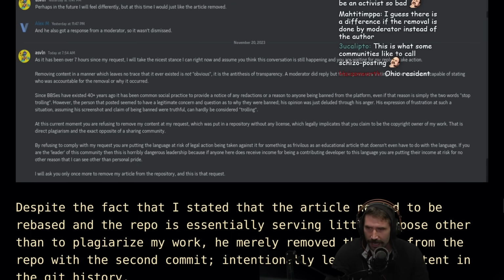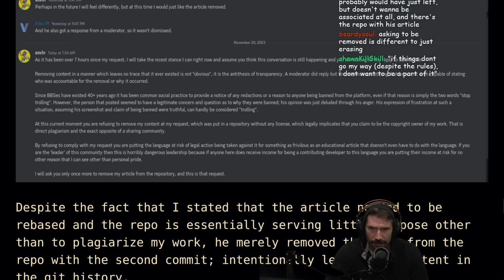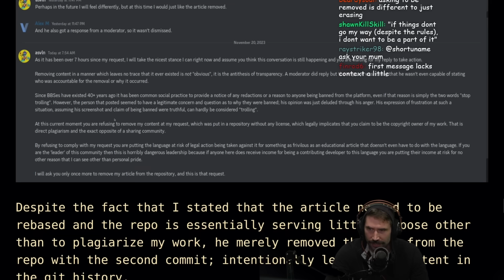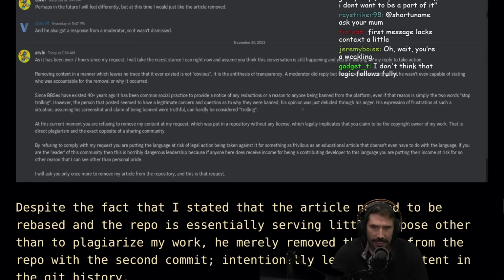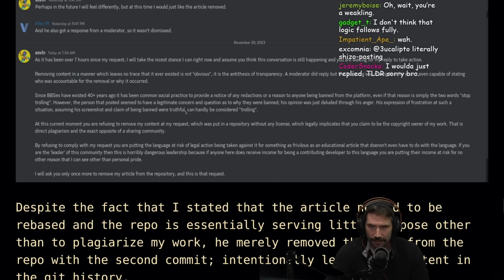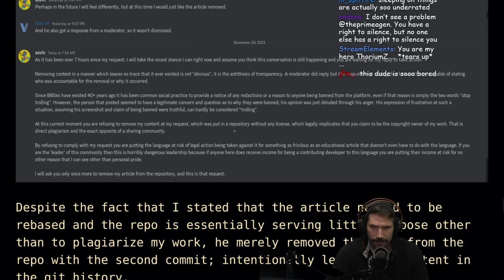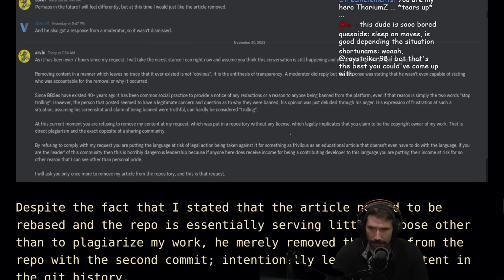Sleep on things. Since BBSs have existed 40 plus years ago, it has been common social practice to provide a notice of any redactions or a reason to anyone being banned from a platform, even if that reason is simply 2 words, stop trolling. However, the person that posted seemed to have a legitimate concern in the question as to why they were banned. His opinion was just diluted through his anger. His expression of frustration at such a situation, assuming his screenshot and claim of being banned were truthful, can hardly be considered trolling. At this current moment, you are refusing to remove any of my content at my request, which was put in a repository without any license, which legally implicates that you claim to be the copyright owner of my work. That is direct plagiarism and the exact opposite of sharing community.